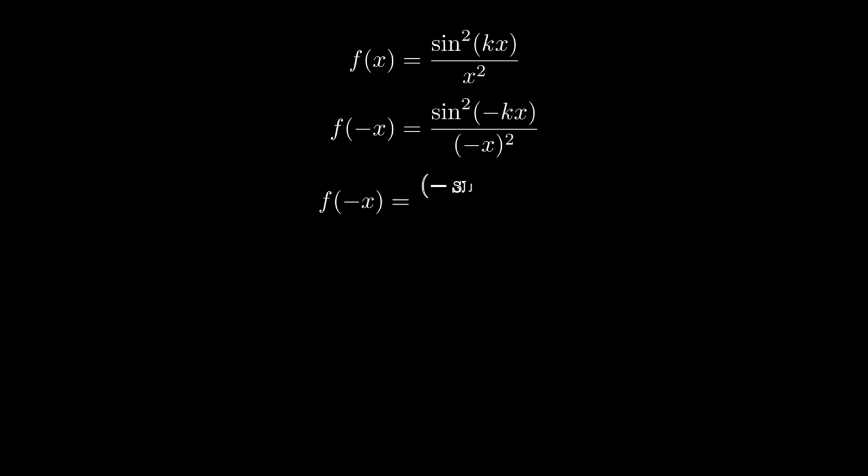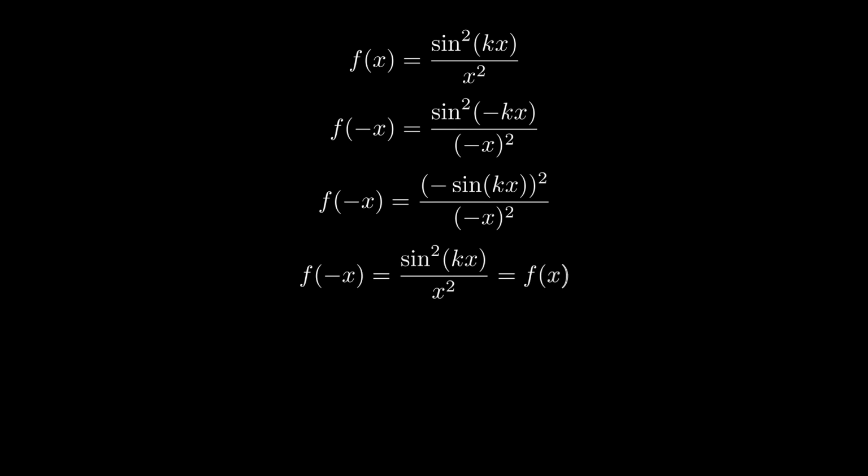Knowing that sine is an odd function and therefore minus the sine of kx is equal to the sine of minus kx, we can substitute that in. Then applying the squared to the top and bottom, minus sine kx squared is the same as sine squared kx, and minus x all squared is the same as x squared. Therefore, the function where the input is minus x is the same as the function of the input of x. You have to write down therefore f is even, or some sentence similar to that.